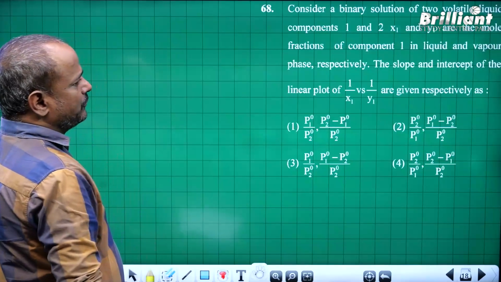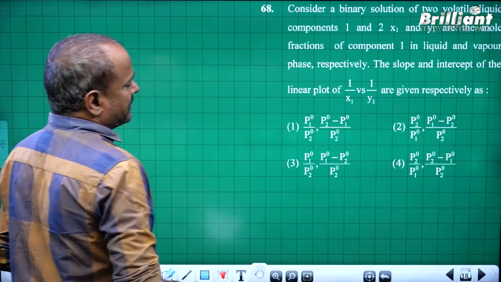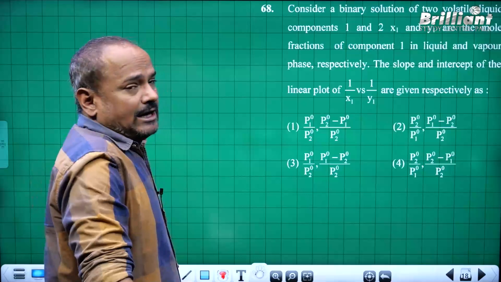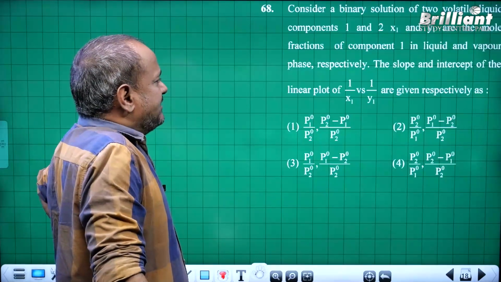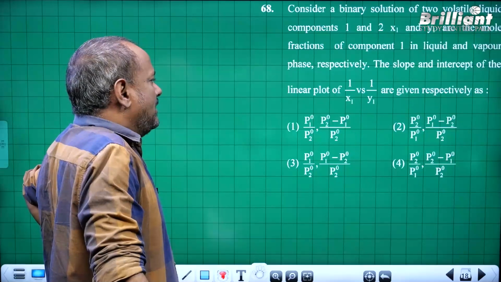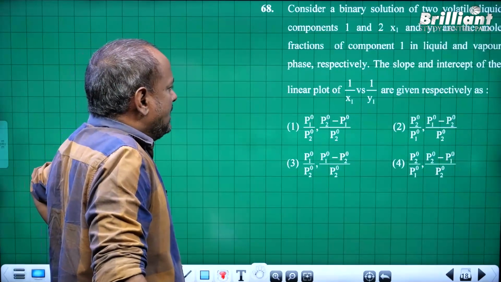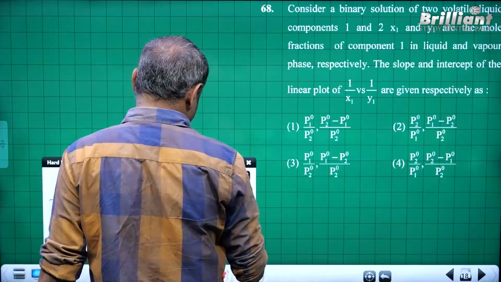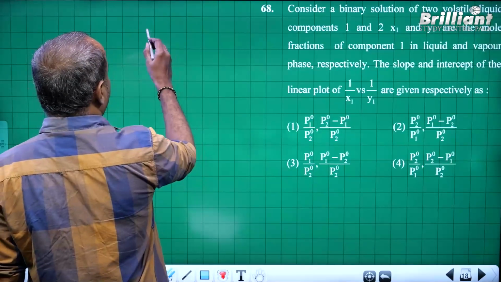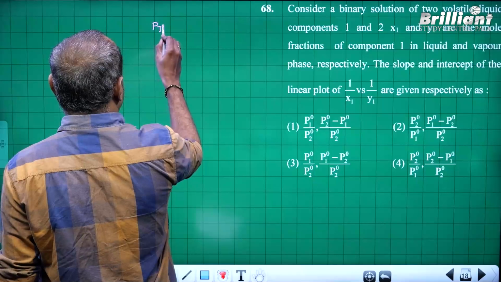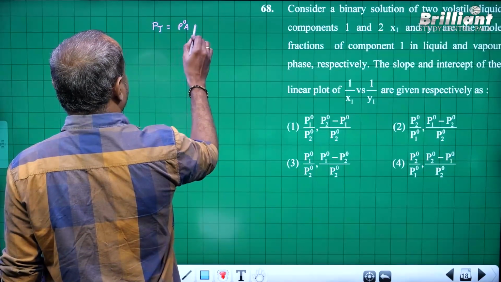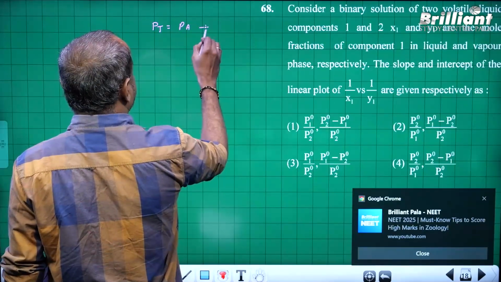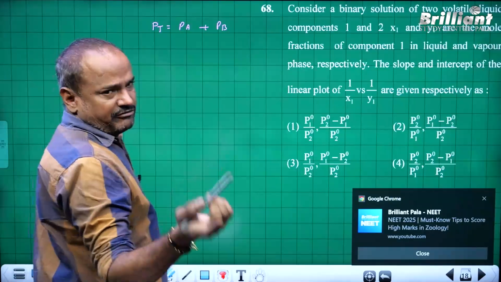Next, consider a binary solution of two volatile liquid components 1 and 2. x1 and y1 are the mole fractions of component 1 in the liquid phase and vapor phase. For the liquid phase we use the symbol x, and for the vapor phase the symbol y. What are the slope and intercept of the linear graph of 1 by x1 versus 1 by y1? So we have the formula PT is equal to PA plus PB, where suppose A is 1 and B is 2.